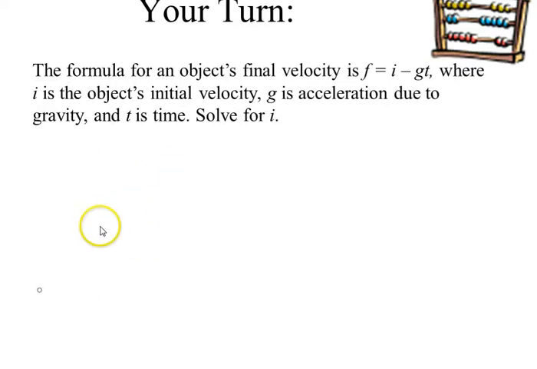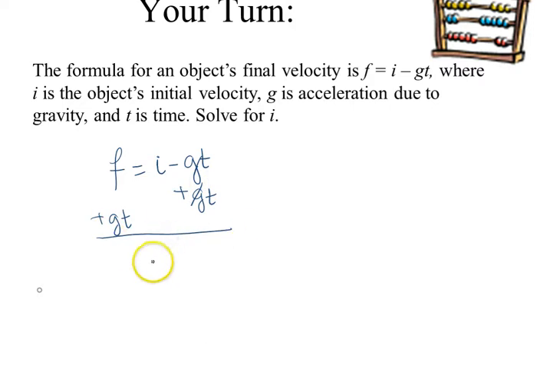Alright, so here in this formula, we are solving for I. So we have F equal to I minus gt. And this one is very straightforward. All we are doing to I is subtracting gt. So here we want to add gt on both sides. And these will cancel each other out. And then here is I. And that's it.